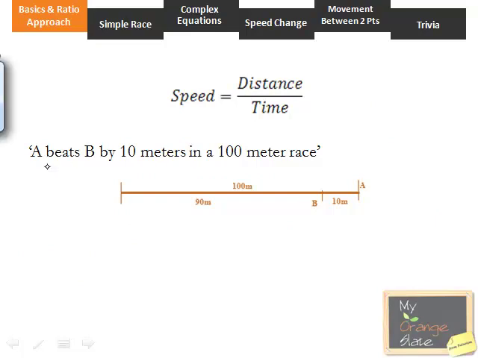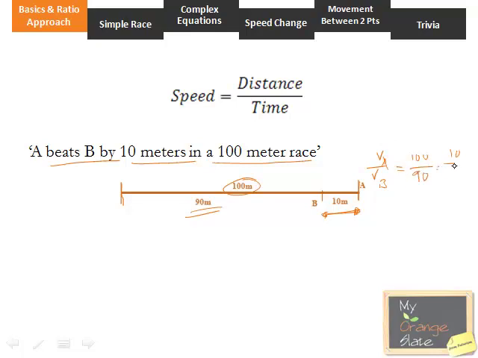When it is said that A beats B by 10 meters in a 100-meter race, what do we understand, friends? Starting at the same time, A completes the race, that is A runs 100 meters. B is 10 meters short of the destination, thus B runs 90 meters. The time for both is the same, so we get that VA upon VB is equal to 100 over 90 or 10 over 9.